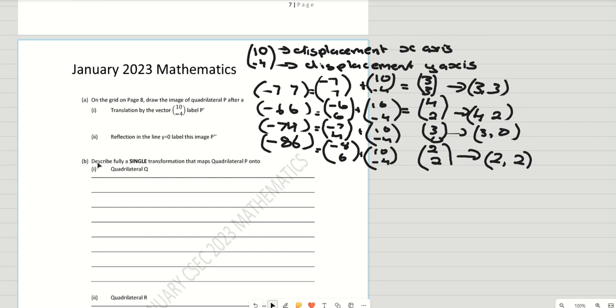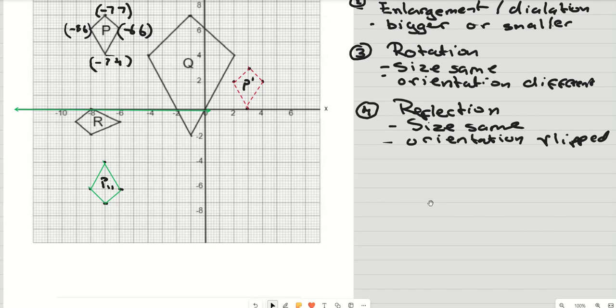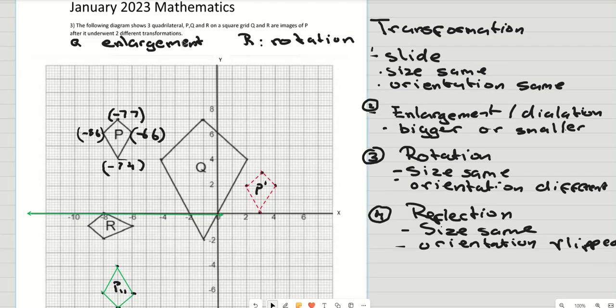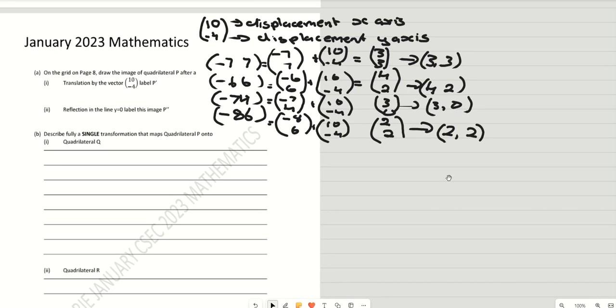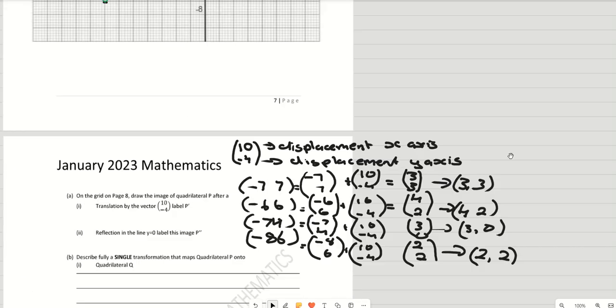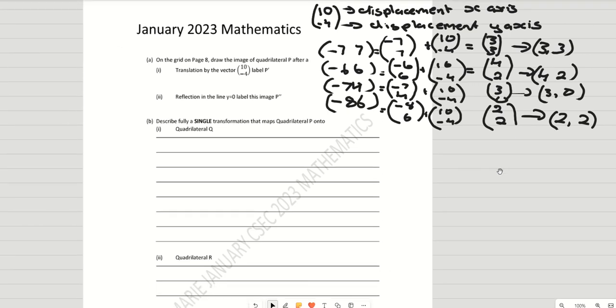Now, they said describe fully a single transformation that maps quadrilateral P onto quadrilateral Q. We already found out what that is, enlargement, right? And then the next one was for quadrilateral P to quadrilateral R. That is rotation. Now, when they tell you to describe these things, there are certain things that we need to remember to put in.